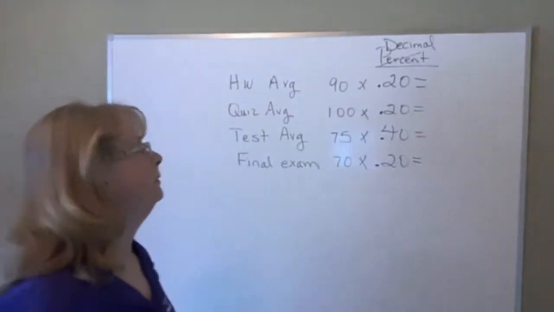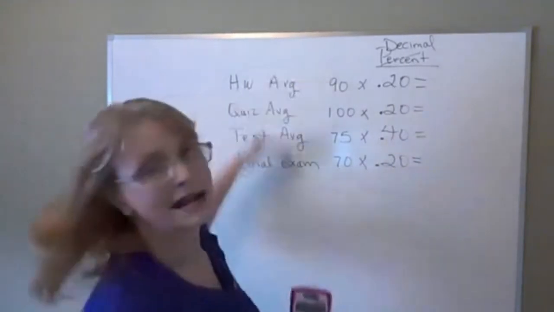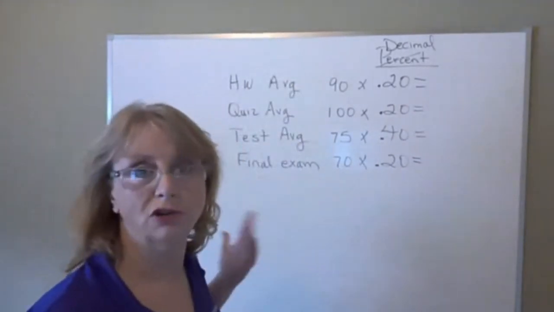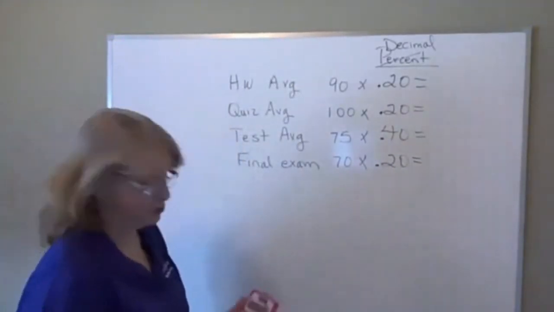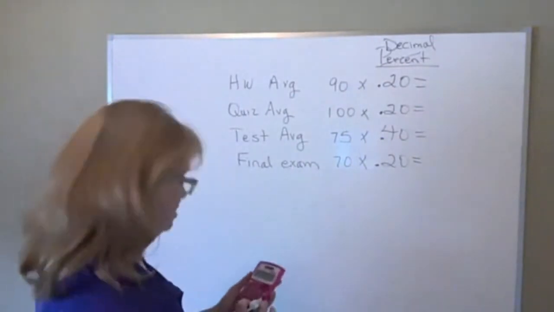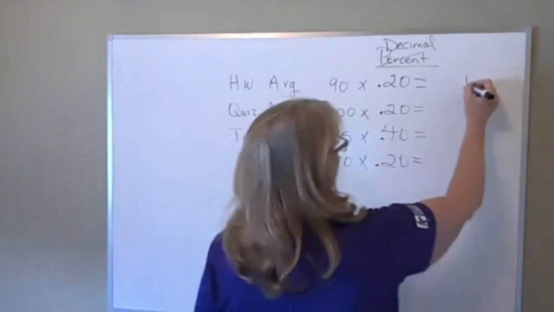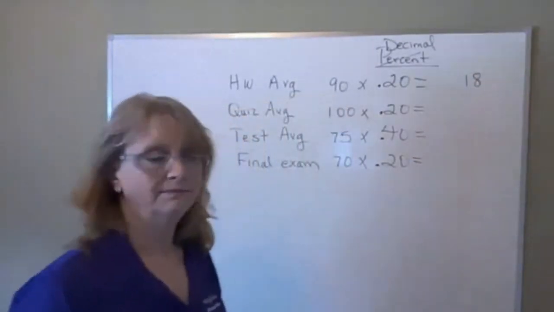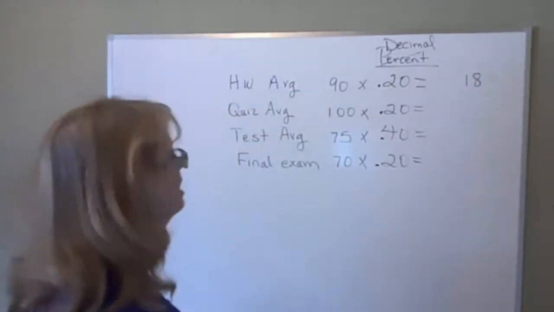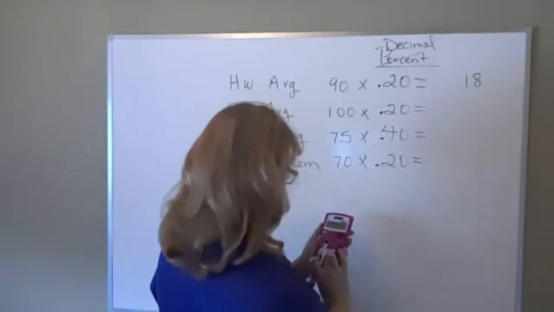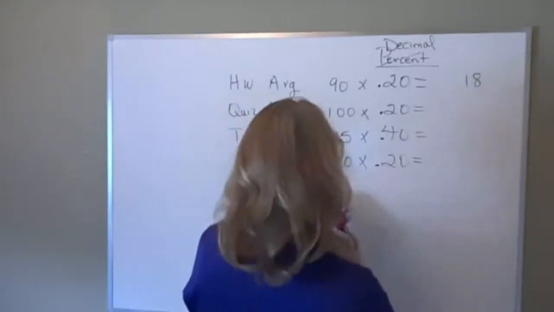But this is the way I set it up in Blackboard, just so you know. This is how I compute your grade, actually. So I would do the 90 times 0.2 and kind of think of that as that's how many points I get.